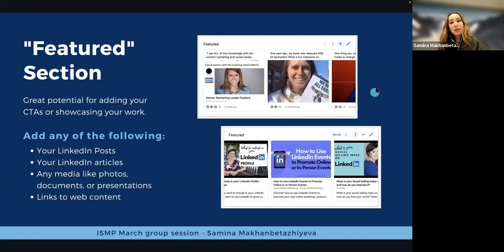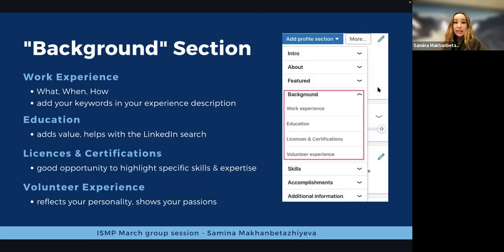So this is the feature section, a really helpful one, and I've heard that it has been installed in 2019, I believe. So it is a fairly new feature that you should definitely take advantage of. Next section is the background section, and that's the biggest and the most important section on your profile.